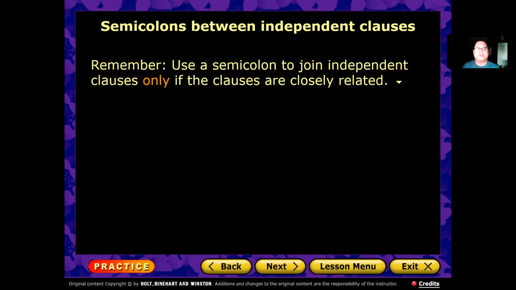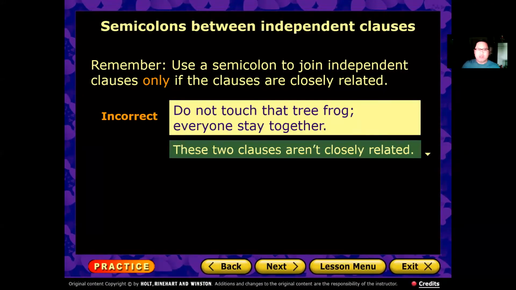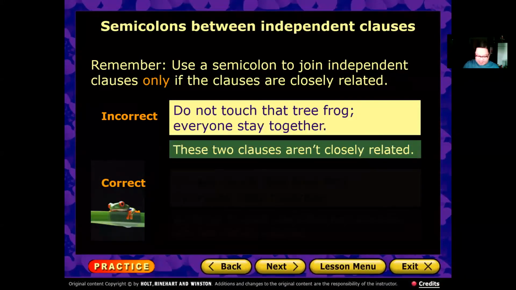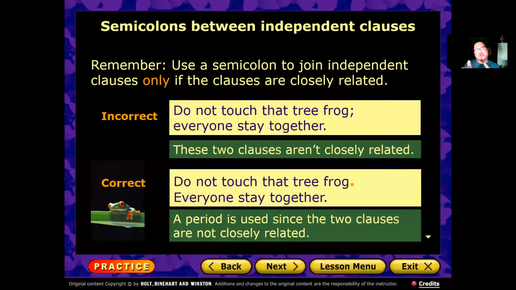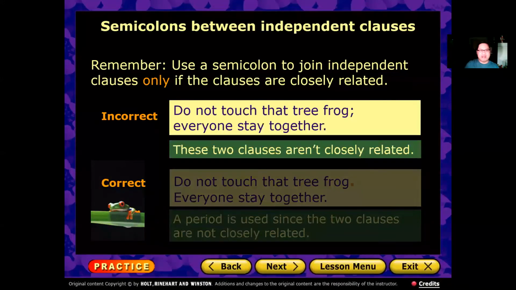Okay, let's try this one here. This is incorrect. "Do not touch the tree frog; everyone stay together." Okay, there is a punctuation, semicolon. There are two sentences, but are they related in meaning? Do not touch that tree frog. Okay, and then the next sentence, everyone stay together. It has nothing to do with the first sentence, so they are not related. They're irrelevant. So, therefore, you're not going to use a semicolon here. Use a period instead. Okay, like this example. Because these are two unrelated sentences, to separate them, use a period instead. I have more examples.